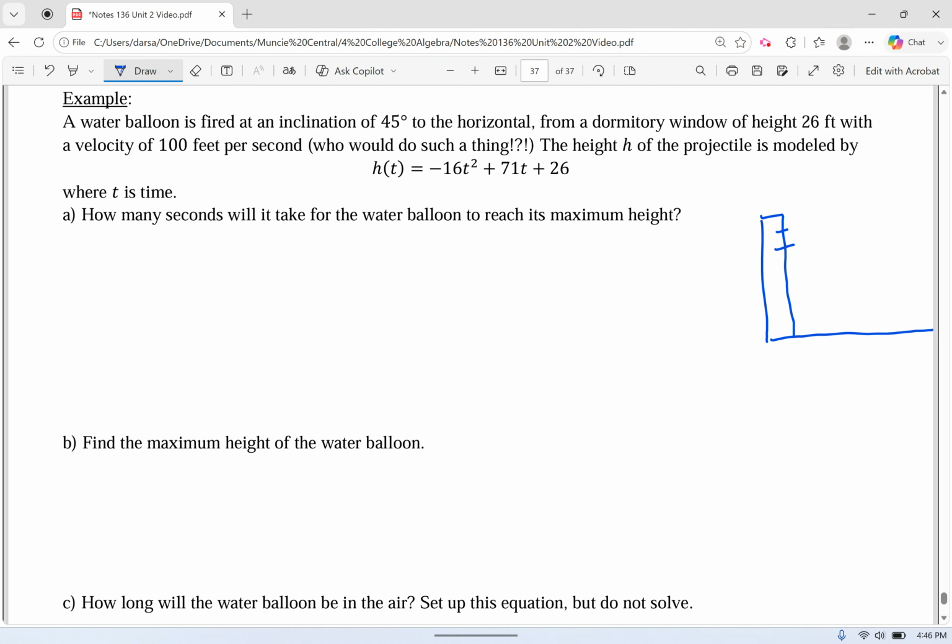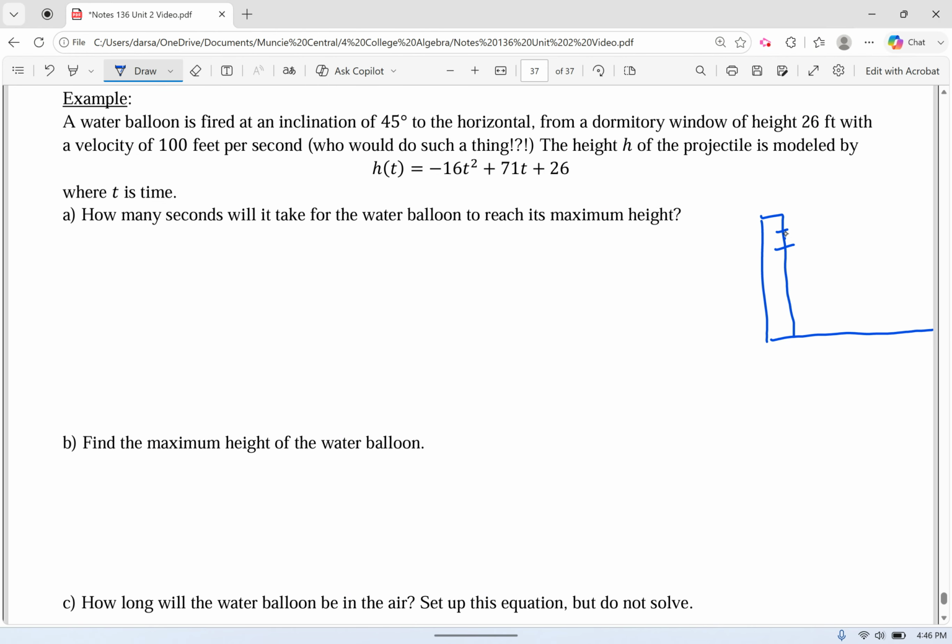So in this one, a water balloon is fired at an inclination of 45 degrees to the horizontal from a dormitory window with a height of 26 feet and an initial velocity of 100 feet per second. Who would do such a thing? I don't know anybody who's ever done that. Okay, the height of the projectile is modeled by this equation right here, where t is time in seconds.